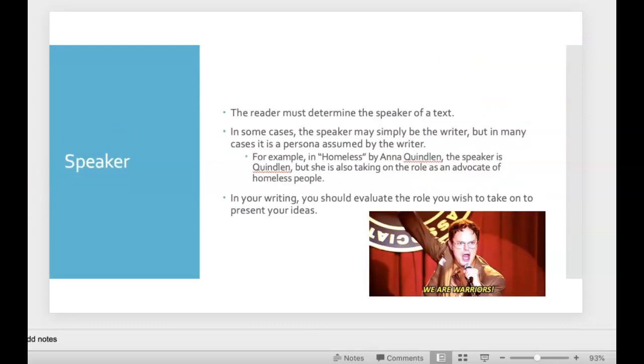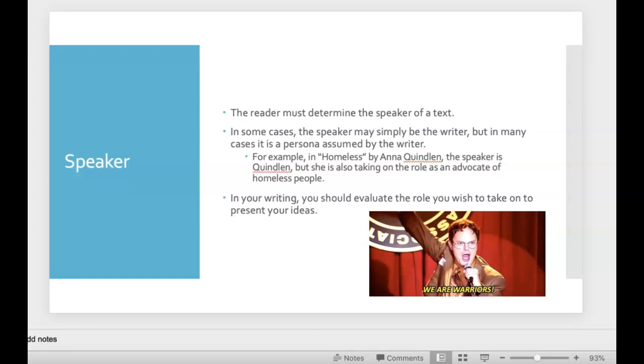So, when we think about the speaker, the reader must determine the speaker of a text. In some cases, the speaker may simply be the writer, but in many cases, it's a persona assumed by the writer. So it's a role that the writer is taking on. So, for example, in Homeless by Anna Quindlen, the speaker is Anna Quindlen, but she's also taking on the role as an advocate for homeless people.